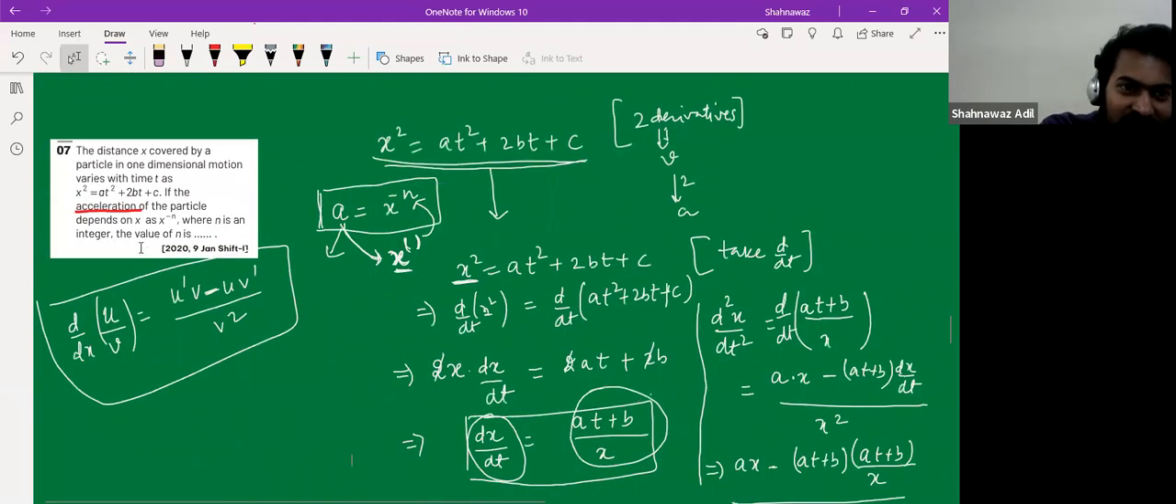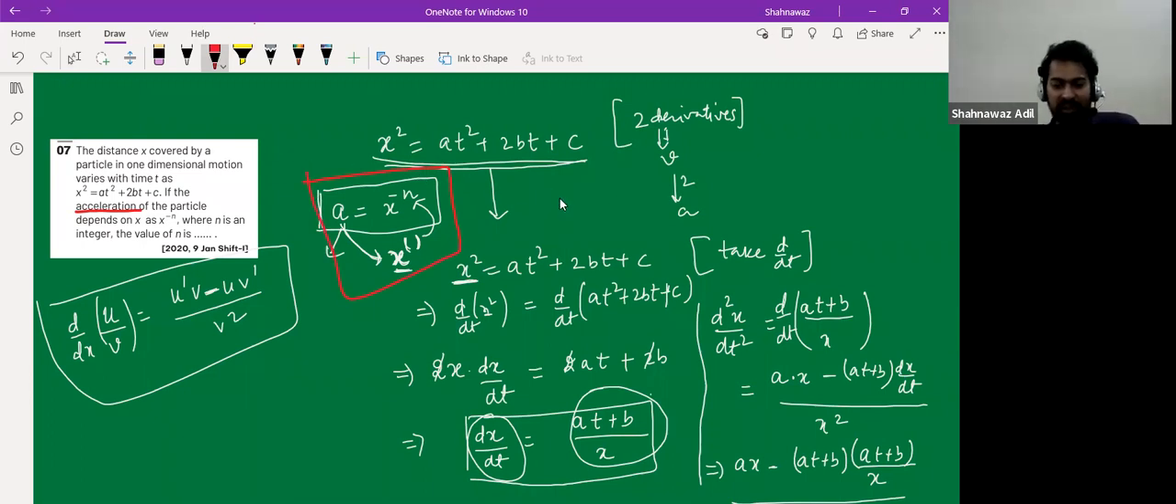Yes, so this was the question. Acceleration was x to the power minus n, and we had to calculate n. So this was our approach. Understood. The key thing is that we have to keep a goal and follow that direction, and in the end, you will find the answer of the question.